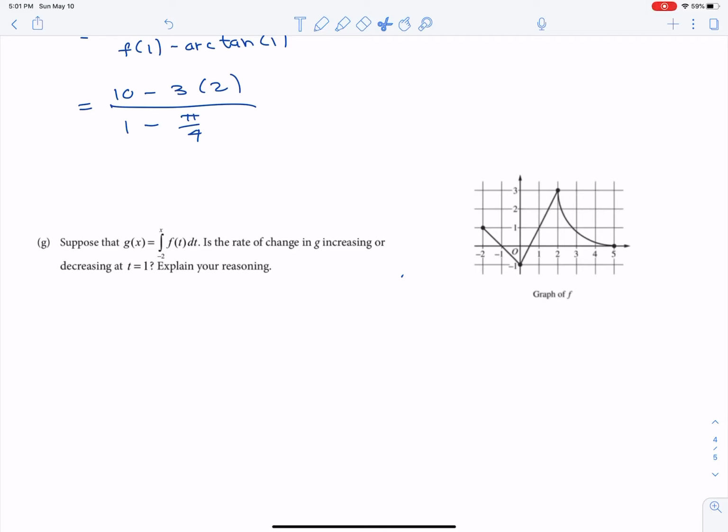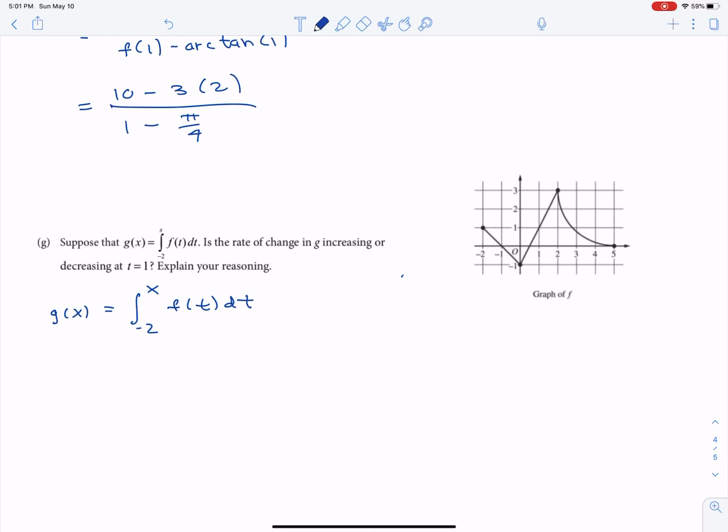So the rate of change is the derivative, but they're asking, is the derivative increasing or decreasing? So they're asking for the second derivative, right? Because increasing, decreasing represents a derivative. So they want to know, is the rate of change of g increasing or decreasing? So is the second derivative positive or negative, basically? Okay, so let's go find that out. So first off, I'm going to say g of x equals the integral from negative 2 to x of f of t dt. And I think you'd agree.